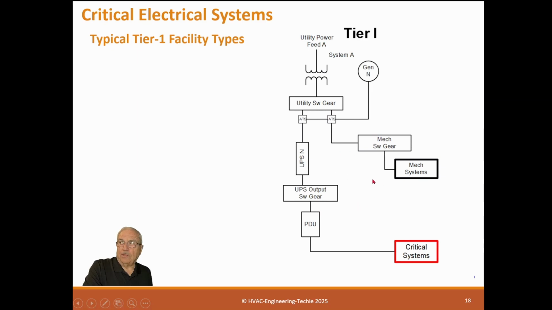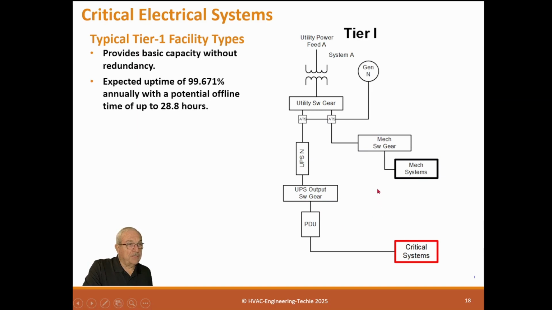This is Tier 1, and you remember what we said Tier 1 was. It has a power feed coming into the switchgear. It has a generator that backs it up, and has ATS switches. It has a UPS output to the PDUs, and then to the computers. It doesn't have standby, but it has that capability. And then we have an ATS going to the critical mechanical systems. So this system is backed up by a generator, basically. It provides basic capacity without redundancy.